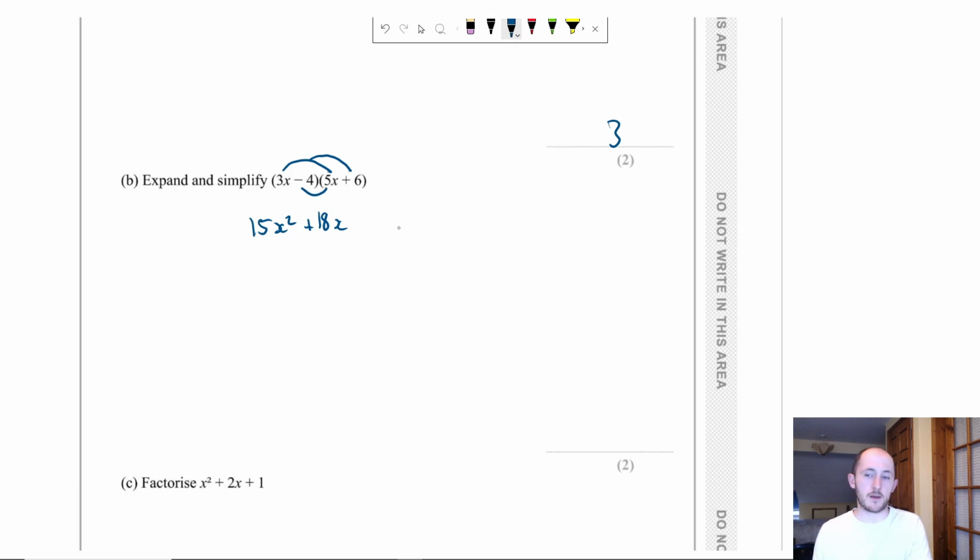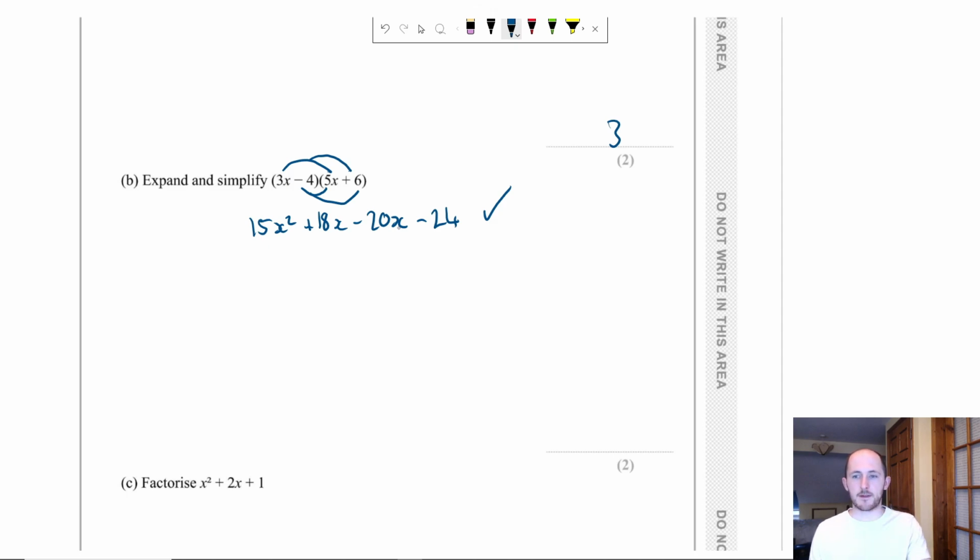Then we have minus 4 times 5, x. So what's minus 4 times 5? Well, 4 times 5 is 20, and because we have a negative and a positive, it would be negative 20. So we have minus 20x. And then lastly we have minus 4 times 6. So what's 4 times 6? That's 24. So it'll be negative 24. So we've done the expand bit. That is 1 mark. Cool.